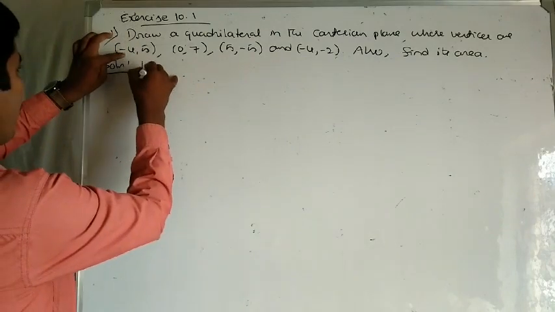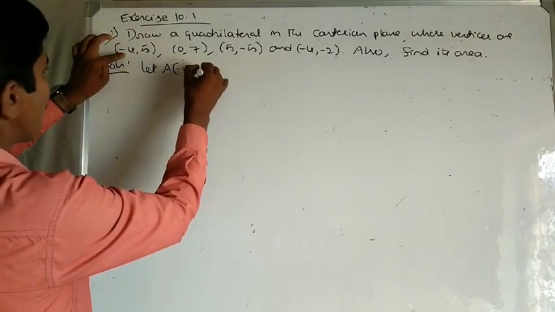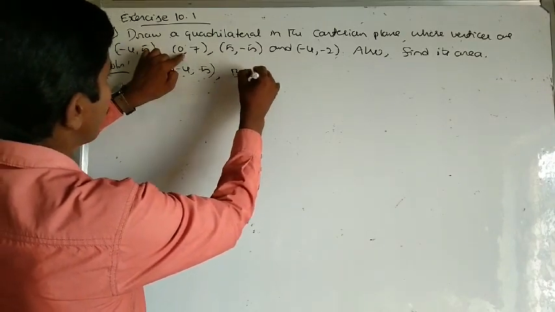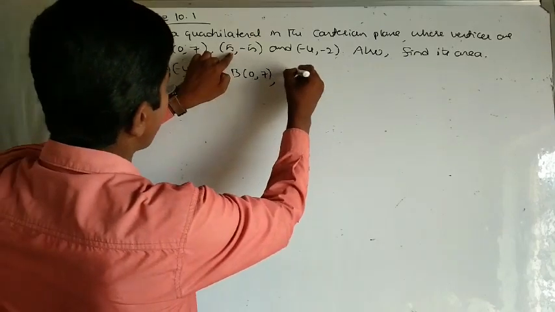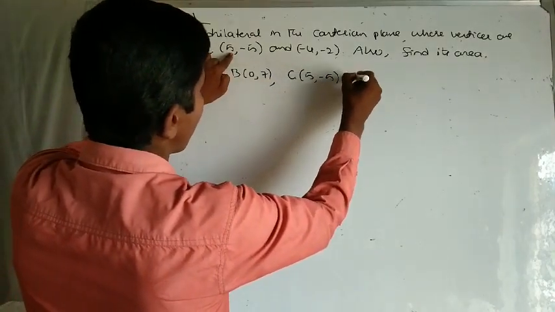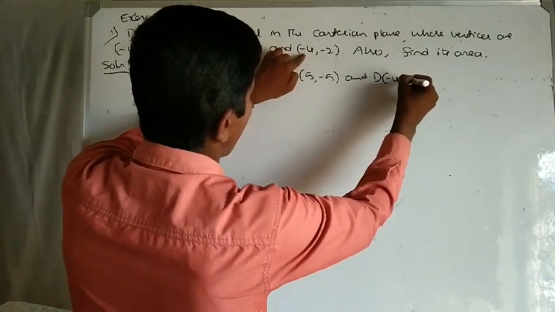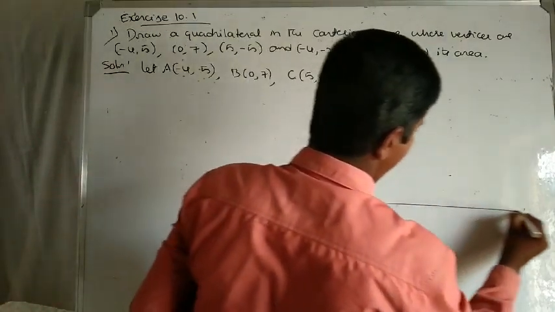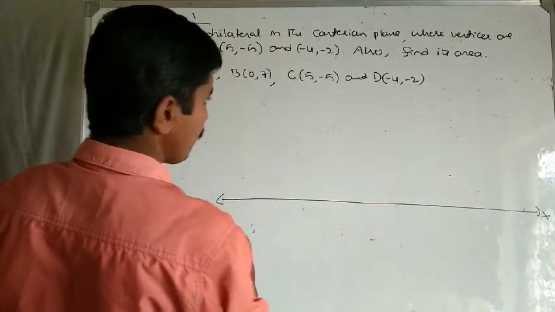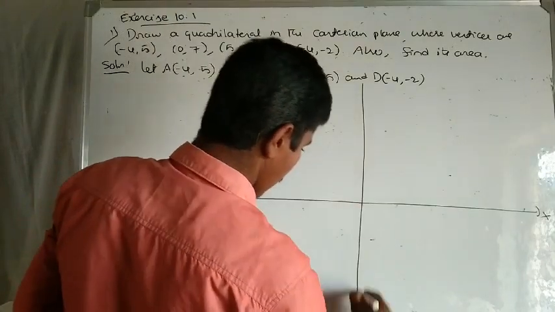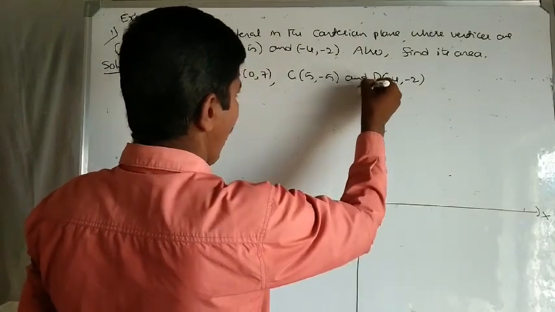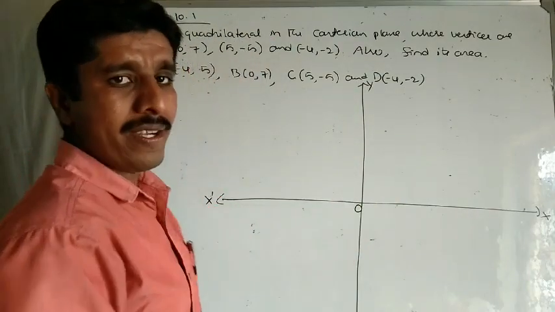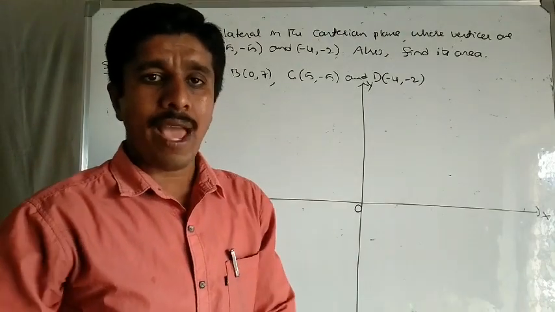Let me take the first point as capital A, minus 4, 5; capital B, 0, 7, second one; capital C, third one, 5, minus 5; and capital D, fourth one, minus 4, minus 2. Consider the xy plane. Y-axis, origin, negative x-axis, negative y-axis. Now mark the points on the x-axis as well as on the y-axis.